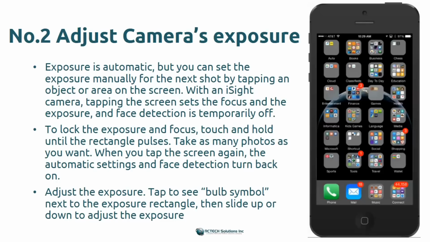To lock the exposure and focus, touch and hold, holding your finger on top of the iSight camera until the rectangle pulses. Take as many photos as you want. When you tap the screen again, the automatic settings and the face detection turn back on.